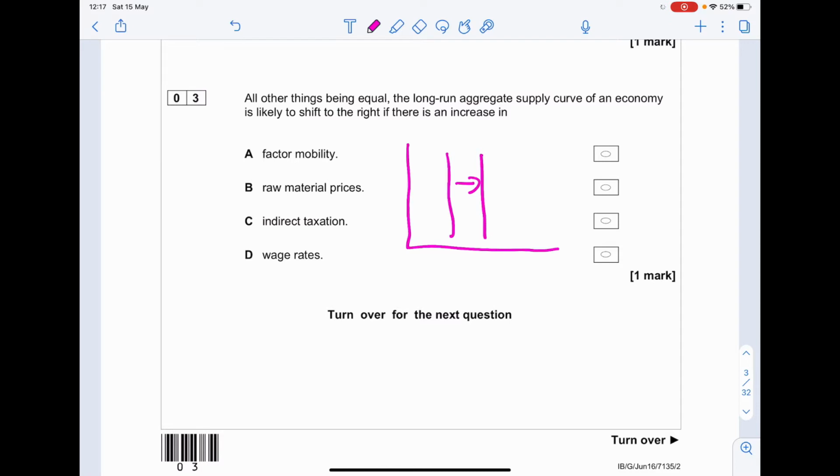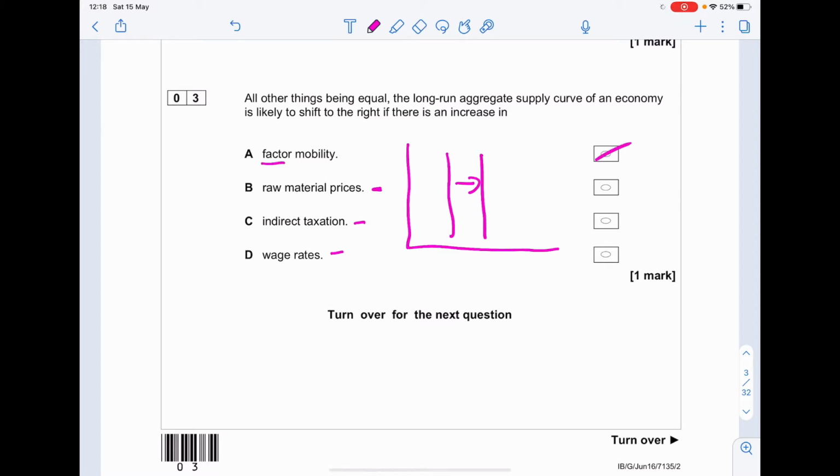If there's an increase in raw material prices, actually that's going to increase cost of production, so you're going to go the opposite way. An increase in tax, you're going to go to the left. An increase in wage rates, you're going to go to the left. So even if you don't know what factor mobility is, then you can already cross off B, C and D, because B, C and D all represent an increase in cost of production, and an increase in cost of production shifts you to the left.